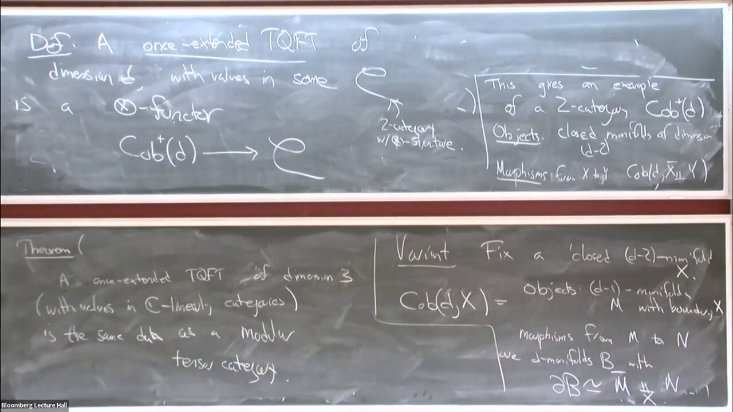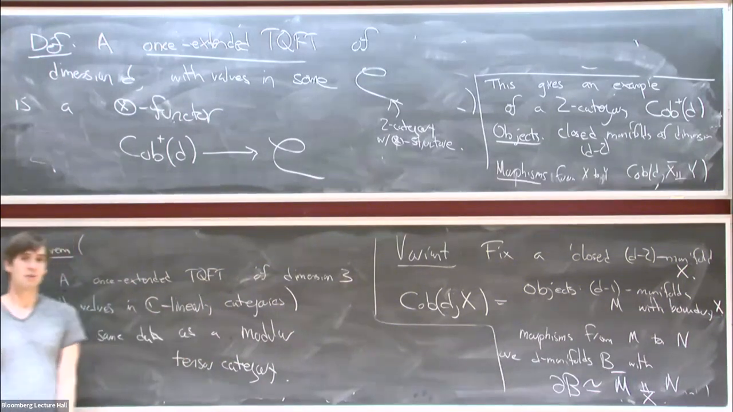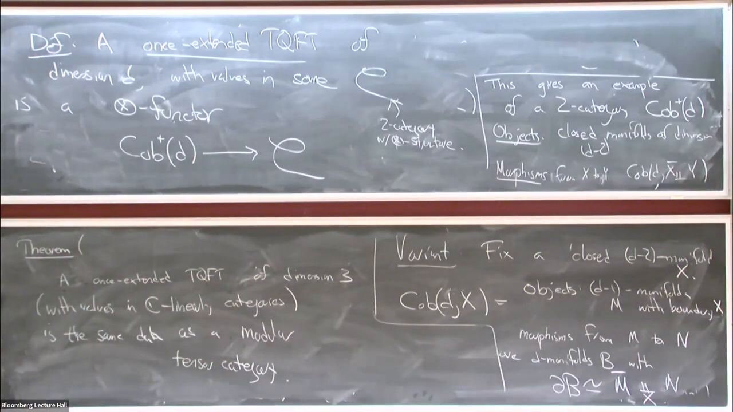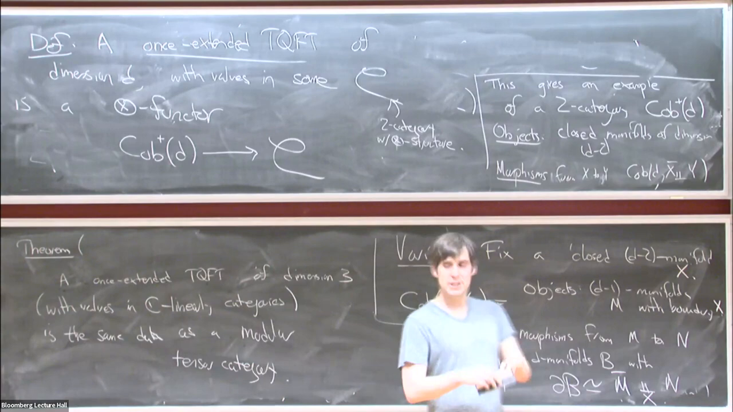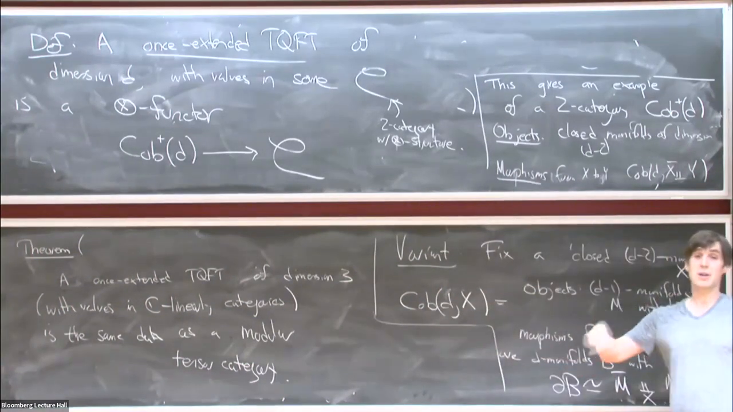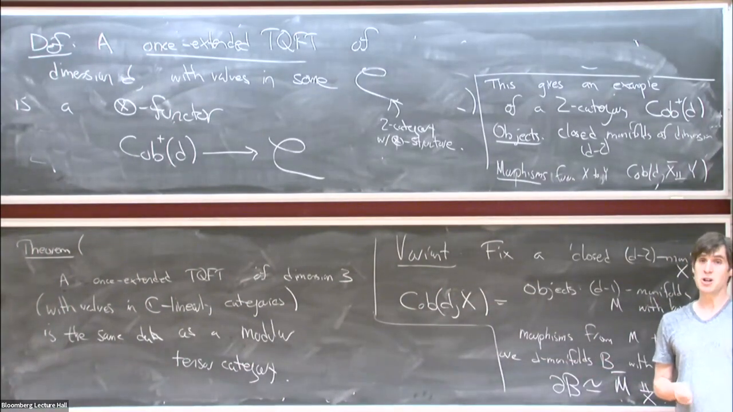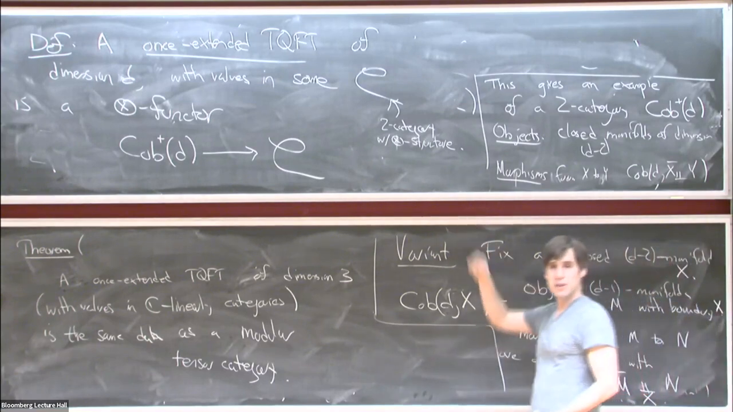I have one question. Semi-simplicity is not important for these statements, right? Well, a modular tensor category is a semi-simple category. So semi-simplicity is not assumed, or let's say you don't input that the value on the circle is semi-simple, but it's something that is forced on you by the axioms of one of these fully extended theories.